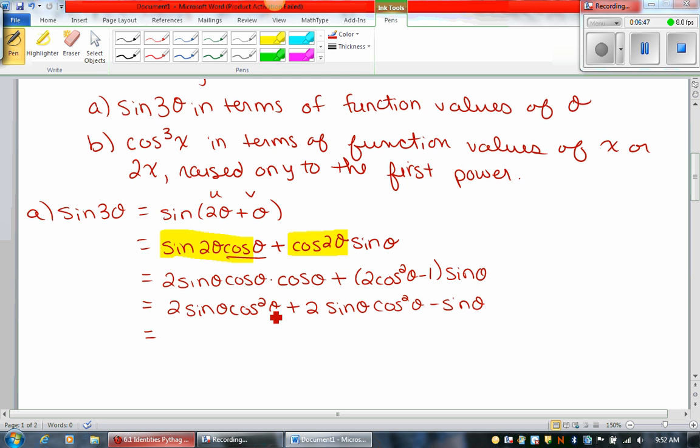So what I have here is 2 sine theta cosine squared theta plus 2 sine theta cosine squared theta. What happens there is that we have to combine our like terms, so we get 4 sine theta cosine squared theta minus sine theta. We could also substitute cosine squared theta minus sine squared theta, or 1 minus 2 sine squared theta for cosine 2 theta. It's going to lead to different results, but they're all going to be equivalent. And since we wanted this in terms of function values of theta, that's exactly what we've done. Just thetas. Theta, theta, theta.